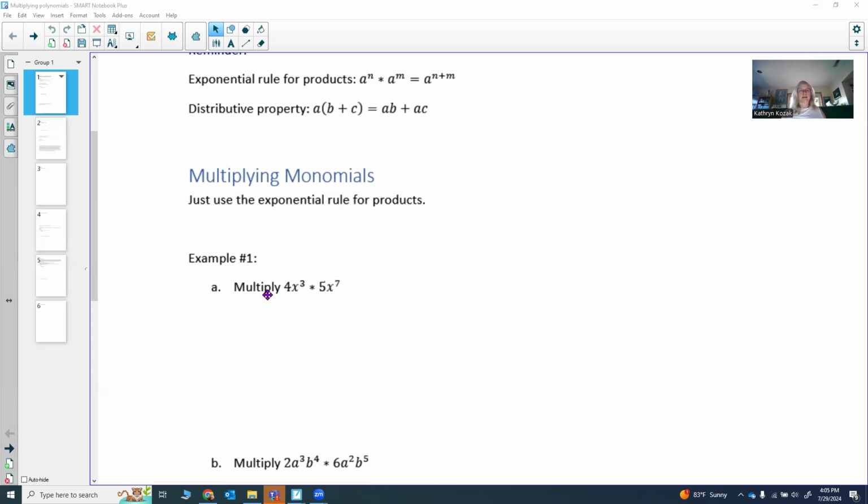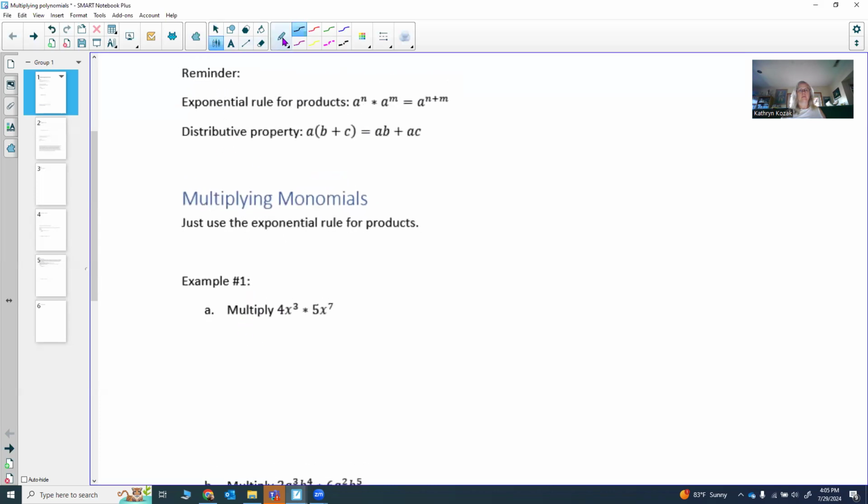The solution of that is you can do 4 times 5, which is 20. And x cubed times x squared is x to the 5th.